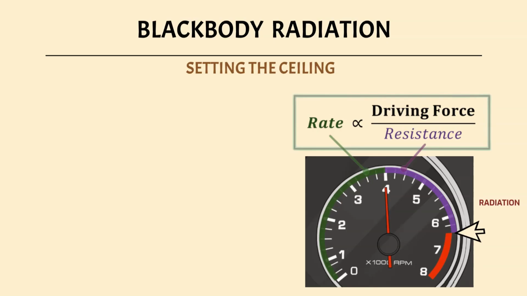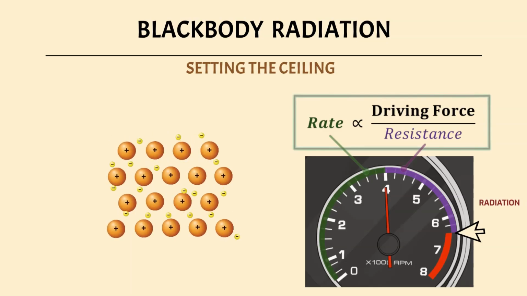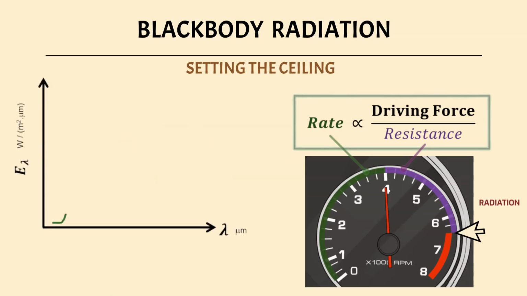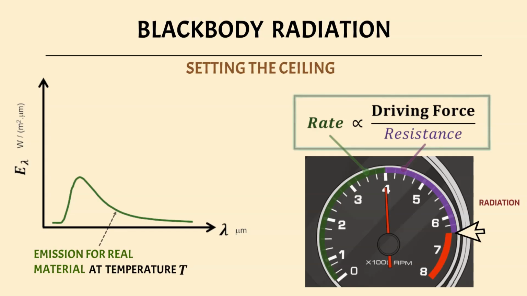Now, let's consider thermal radiation in a similar framework. Here, the driving force is the thermal agitation of charges within the material. Resistance, here, refers to inefficiencies in converting thermal motion into outward radiation. This arises from internal screening or attenuation, limiting how much radiation escapes the surface. A real material's emission spectrum is shown here by the green curve, which reflects these limitations. Radiative emission increases as resistance drops, with the dial moving right and the purple range contracting.